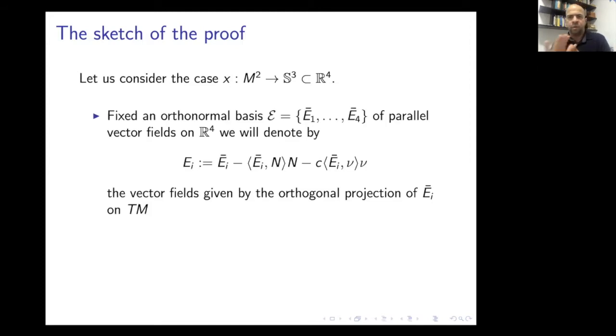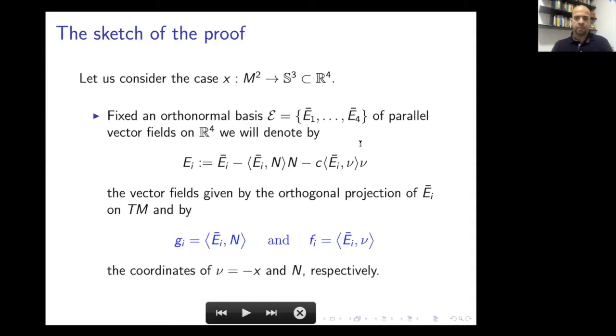In R4, we fix an orthogonal basis of parallel vector fields, here denoted by E1 bar, etc., E4 bar. And we denote by EI, for each I, the orthogonal projections of these vector fields onto our surface M. So in this decomposition here, in this equation, we can choose nu, the unit normal of S3 in R4, of course, as the immersion. For instance, just for convenience, denote it by minus X.